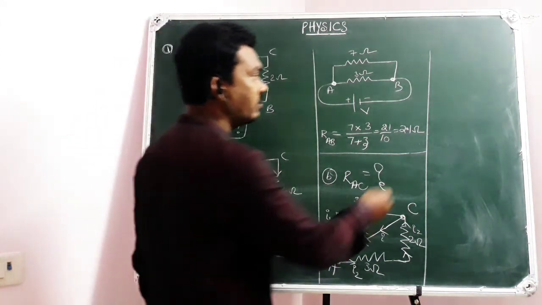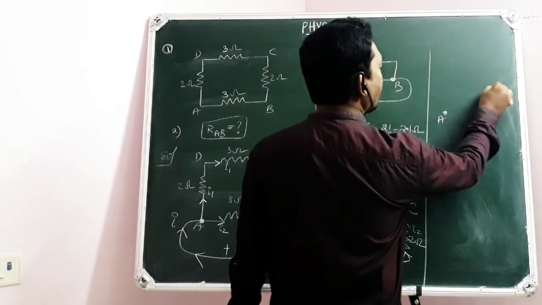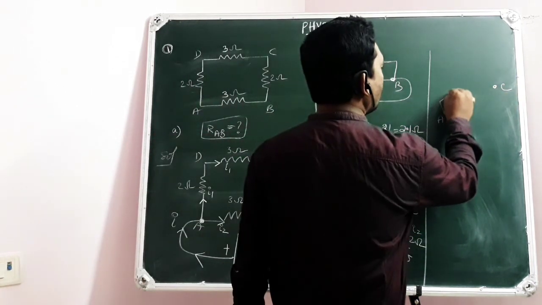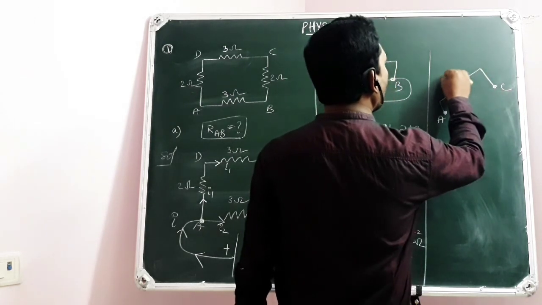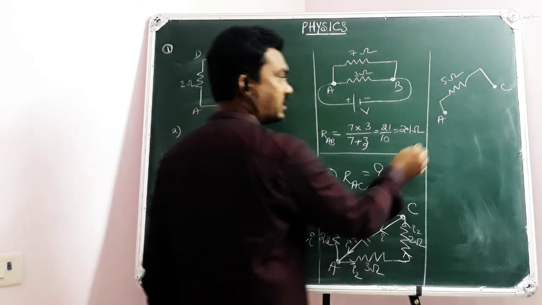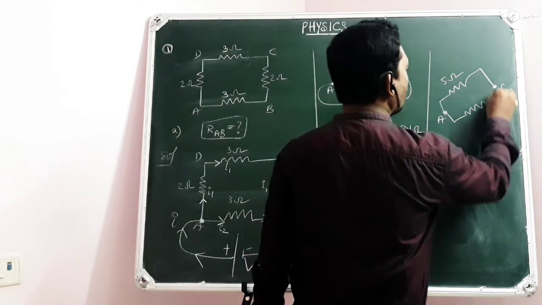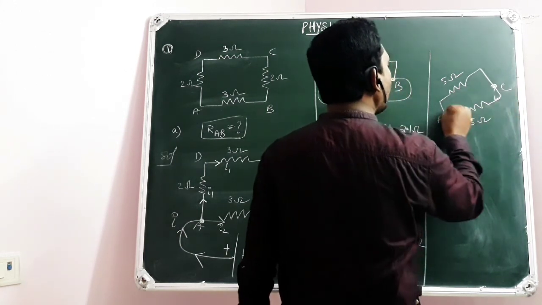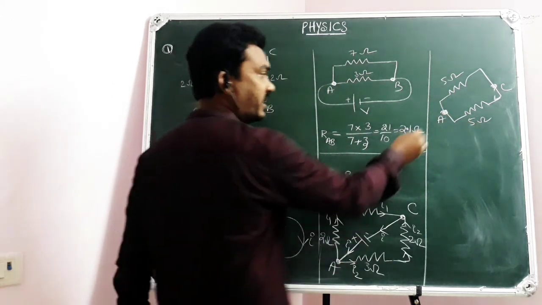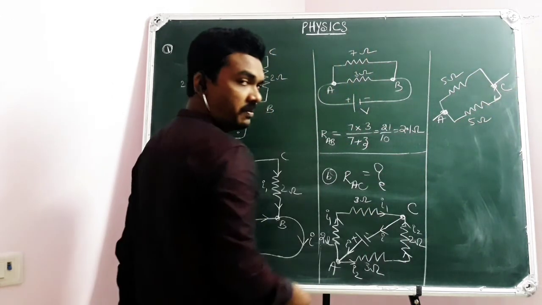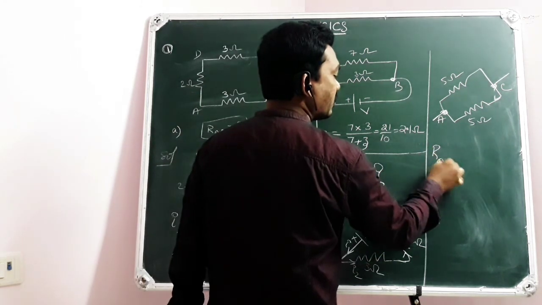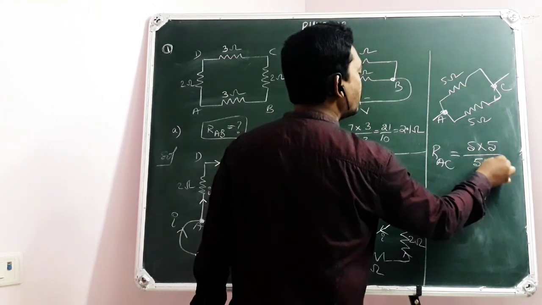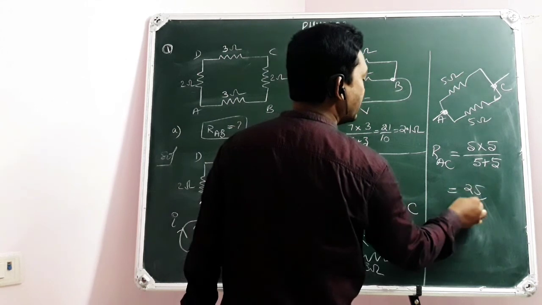So your circuit between A and C can be: 2 and 3 in series together give 2 plus 3, 5 ohm. Similarly, this 3 and 2 are in series, so together give 3 plus 2, 5 ohm. Now between AC, these two are in parallel. Between AC, 5 ohm and 5 ohm are in parallel. So equivalent resistance across AC is R1 into R2 by R1 plus R2. Then this is 25 by 10. This is equal to 2.5.